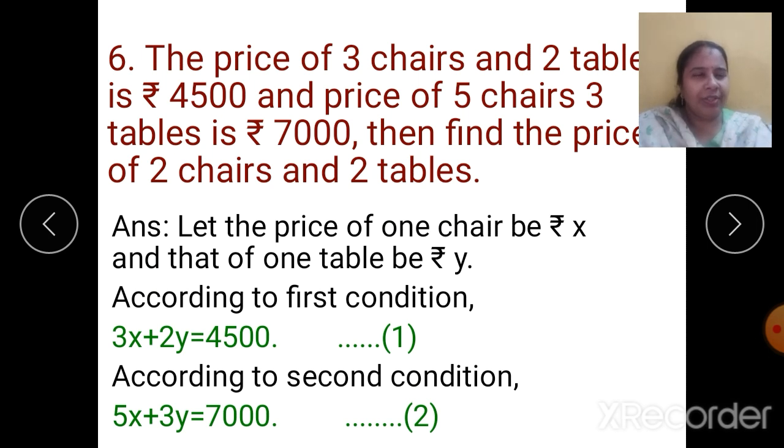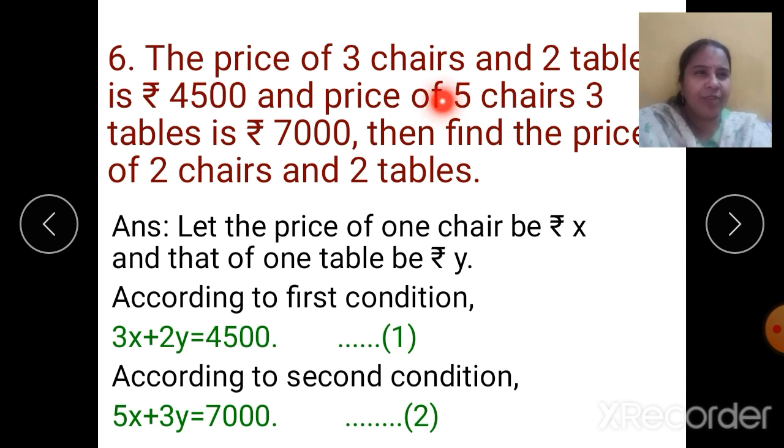Once we have assumed, then go back to the first part of the question. The price of 3 chairs. Now if 1 chair cost rupees X, then 3 chairs will cost 3X. Correct? 1 table cost rupees Y, then 2 tables will cost 2Y. This way. And they have told us that the price of 3 chairs and 2 tables is nothing but 4500. It means that the total of these two should be 4500. So 3X plus 2Y is 4500. Equation number 1. Once this is done, let us read the next part.